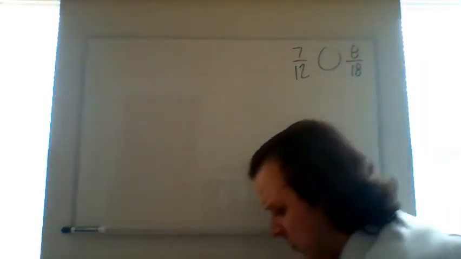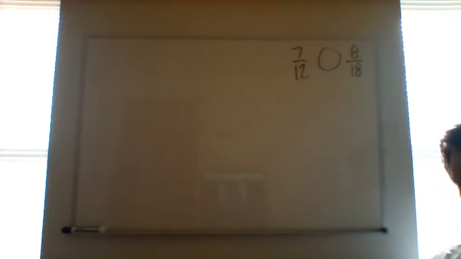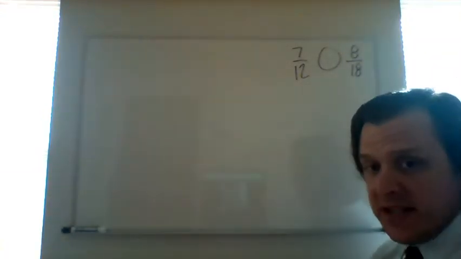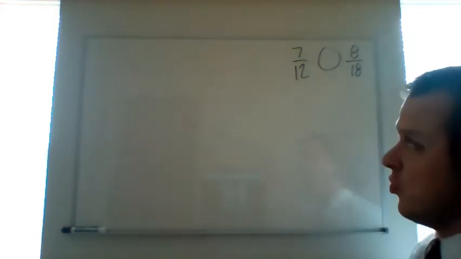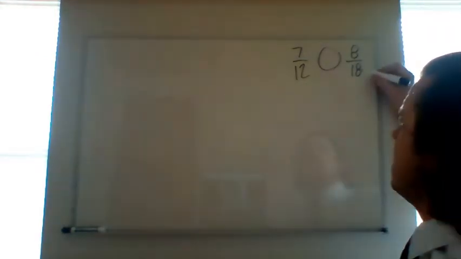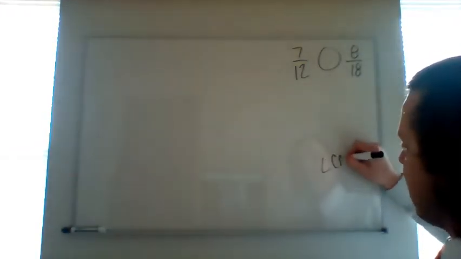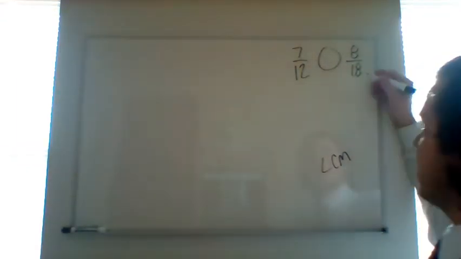It has 7 over 12. Fill in the blank. 8 over 18. Right? 7 over 12 over 8 over 18. Now, an easier way to do this is to look at the denominators and make them the same. Okay, so in this problem, there's 2 ways to do that. First off, we could just see what the least common multiple is, like what number will both 18 and 12 go into, and the answer would be 36, right?